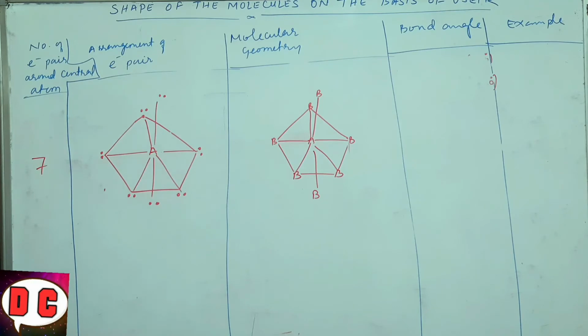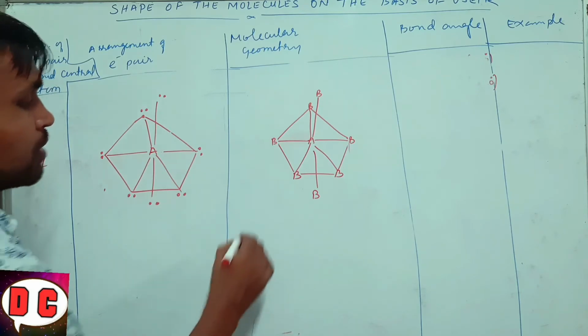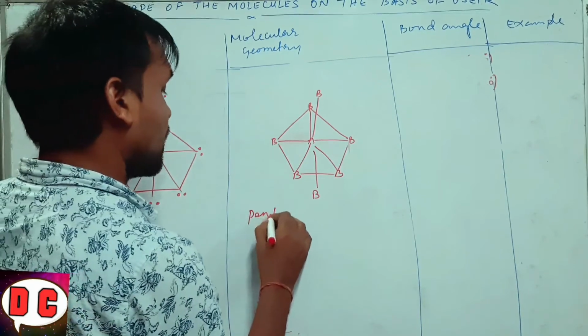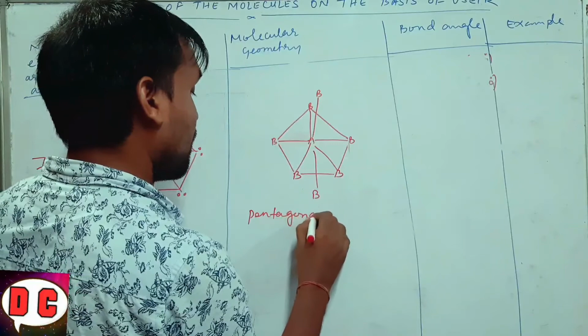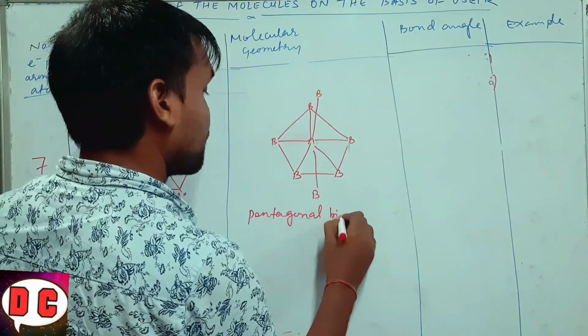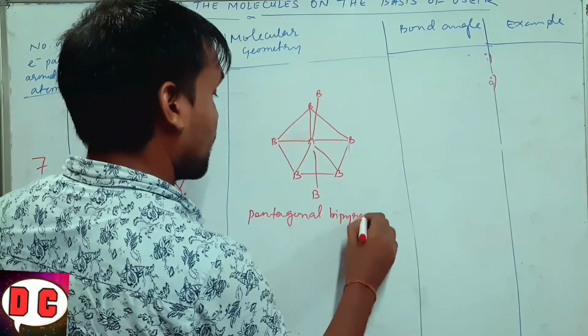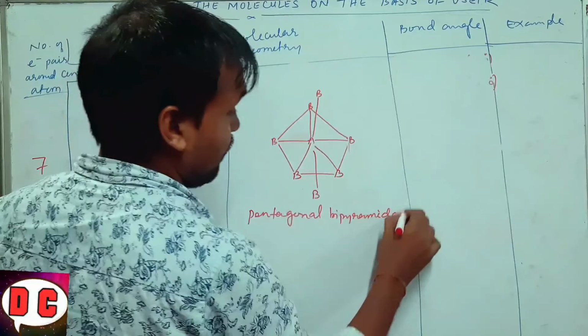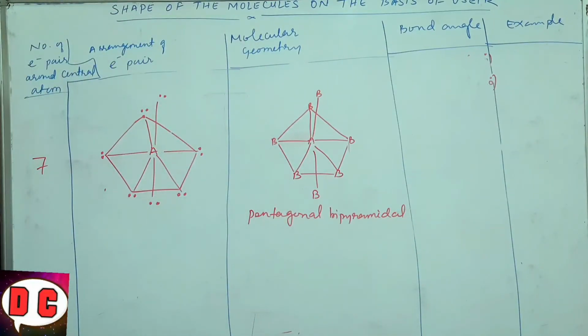Oh sorry, in the previous one I made a mistake. It is called trigonal bipyramidal. This one will be called what? Pentagonal bipyramidal. This is the structure. Once it was asked in the NEET exam, which type of structure does IF7 have? Pentagonal bipyramidal, 4 marks.